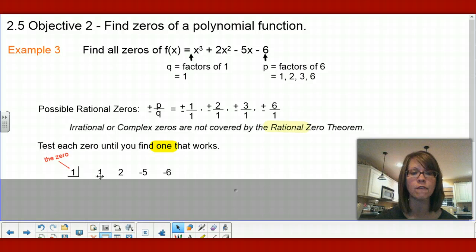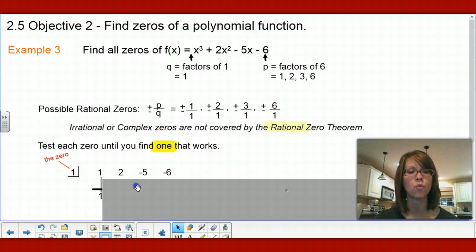We take the f of x, and these are the coefficients of f of x: 1x cubed plus 2x squared minus 5x minus 6. Okay, and we're going to do this synthetic division with a 0 of 1.